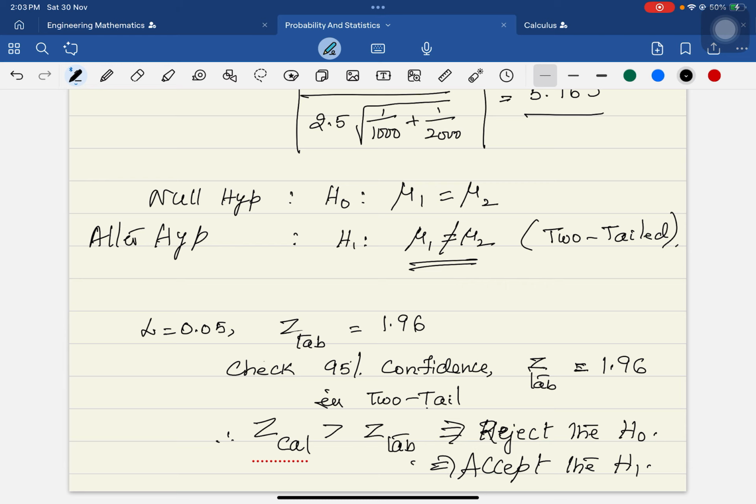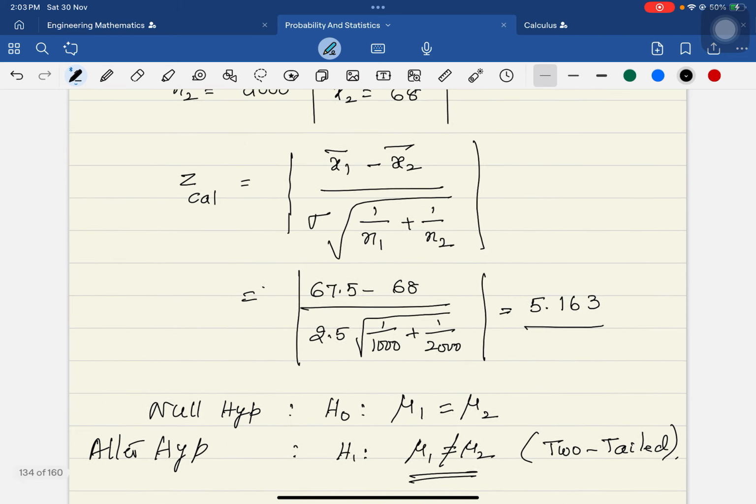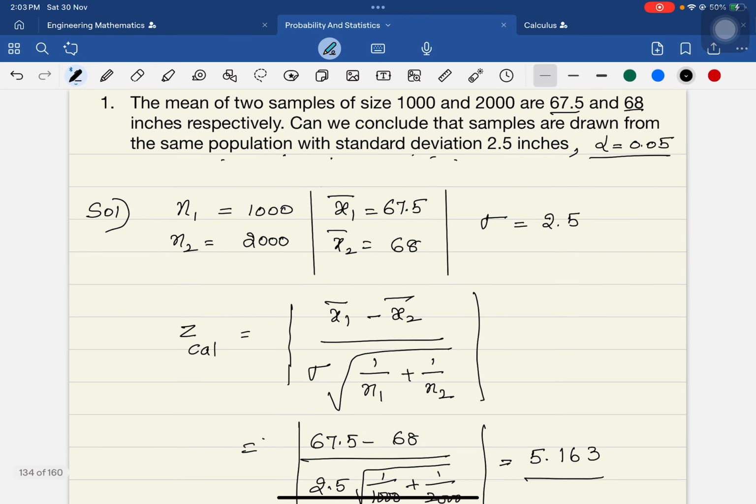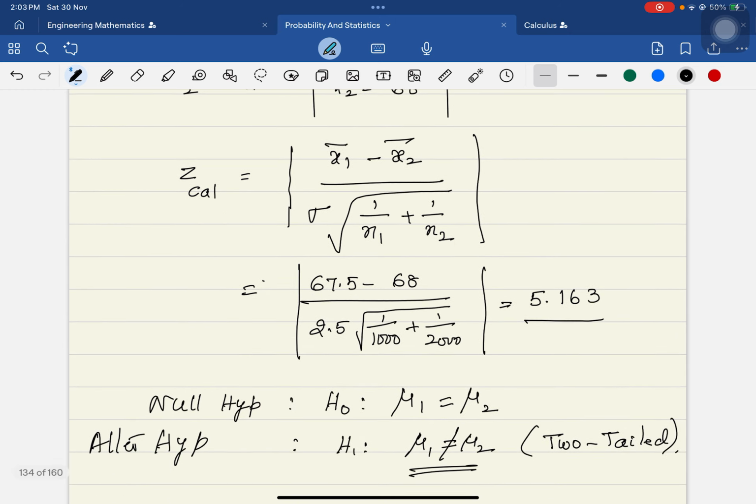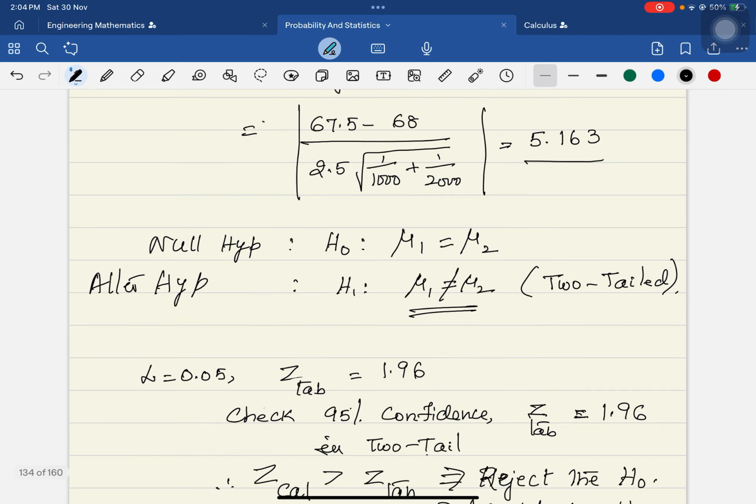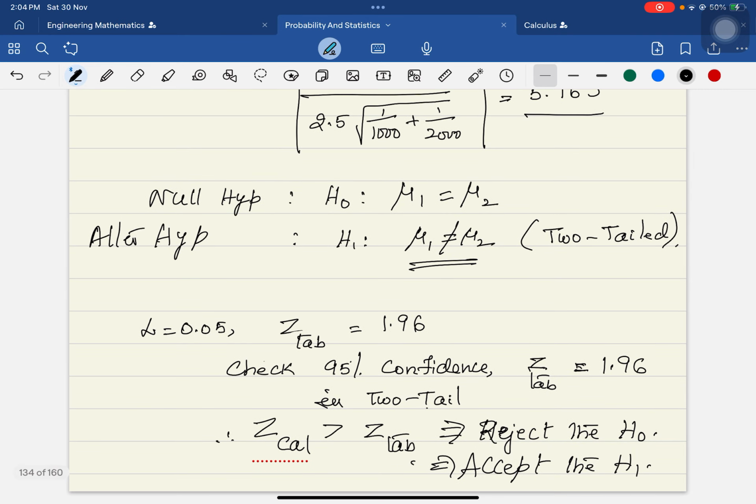I hope it is clear to all of you. You have to give the null hypothesis and the alternate hypothesis, write the given data, identify the suitable formula, substitute the given data values and get the solution. See the table value at the given level of significance. Since it is not given, understand that alpha is 0.05 only, and at 95% confidence the Z table value is always 1.96 because it is two-tailed, and accordingly you give the conclusion. I hope you could understand.